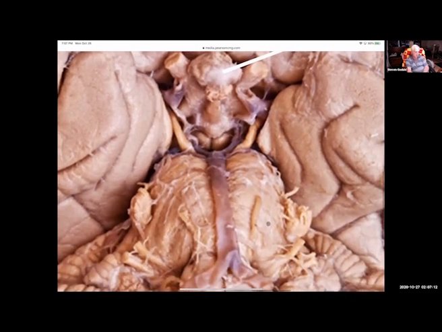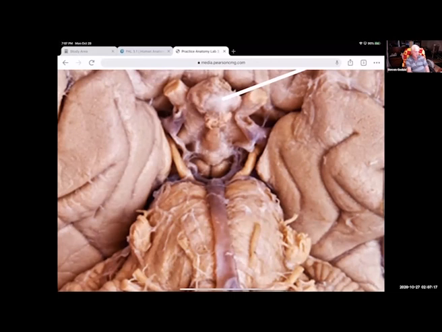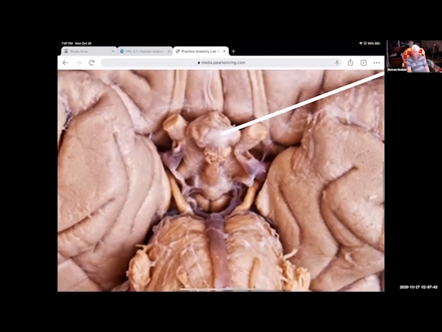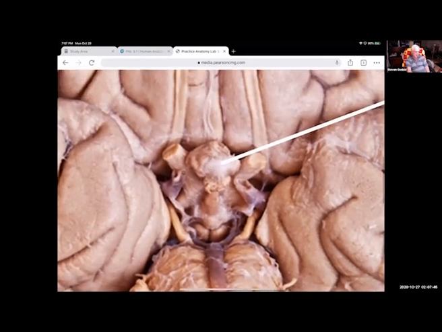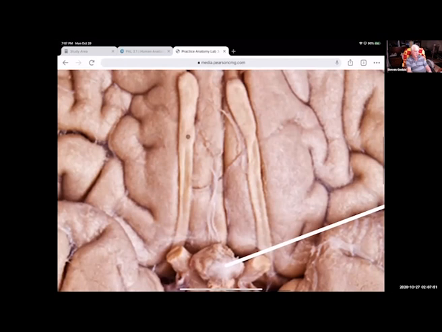Let's look at this. This is your cerebellum here. And you see these two little bumps right there? That's your quadrigemini. These are either the superior colliculi or the inferior colliculi. I can't tell which because you can't see up underneath there. Here's your optic tract, your optic nerve feeding down into there. And what are these things called right here?